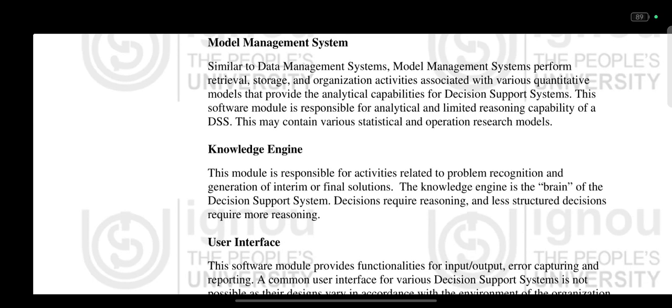Model management system. Similar to data management systems, model management system performs retrieval, storage, and organization activities associated with various quantitative models that provide the analytic capabilities for decision support systems. This software module is responsible for analytic and limited reasoning capacity of a DSS. This may contain various statistical and operational research models.